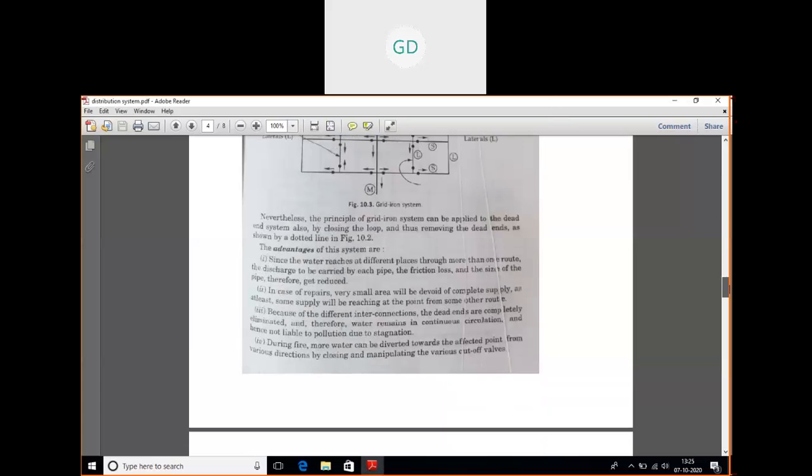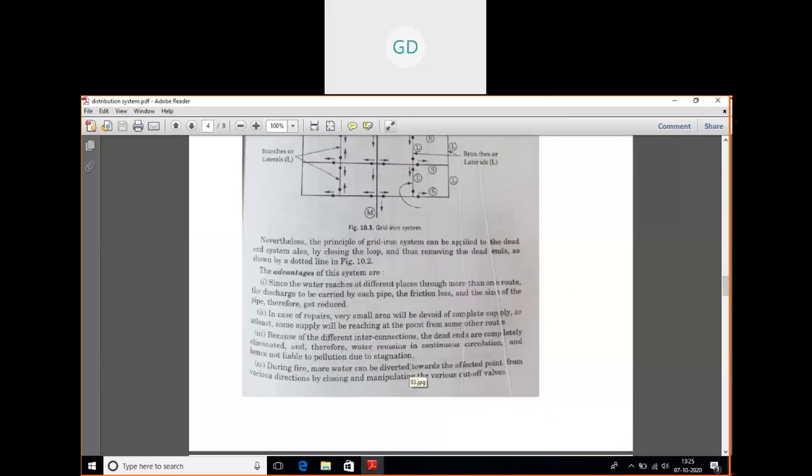The advantages are that since the water reaches different places through more than one route, the discharge to be carried by each pipe, the friction loss and the size of the pipe therefore get reduced. Since the water is being supplied through many routes, obviously the discharge carried by each of the pipes will get reduced, isn't it? The friction loss will also be less, and the size of the pipes will also be reduced.